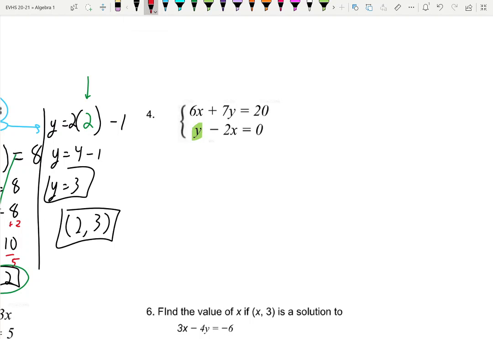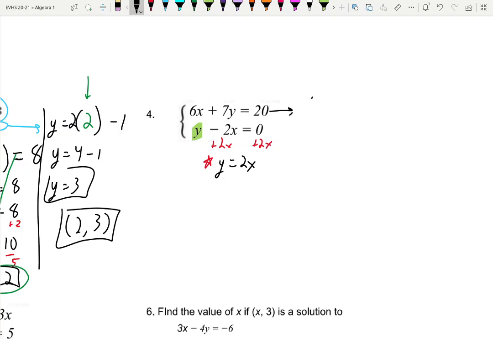Now, the way I'm going to do that is by adding 2x to both sides, and that's going to leave me with y equals 2x. Okay, now that y is isolated, that is my star equation. So I'm going to substitute that into the other equation. I'm going to jump up here with my 6x plus 7y equals 20.